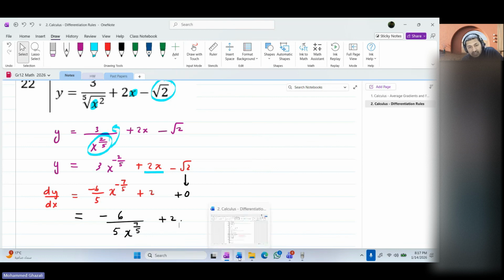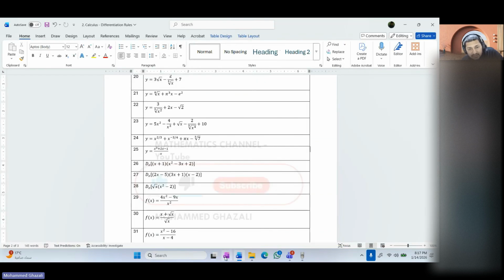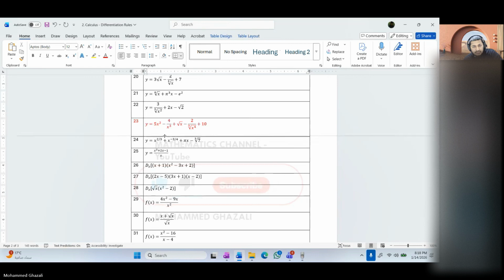As I said, I would skip a few. Let me see, 22, right? 23 we will skip. 24, we'll skip 24 as well. 25 we have done, so we can skip those. You can do it as homework, right?